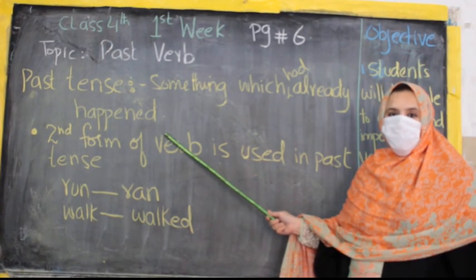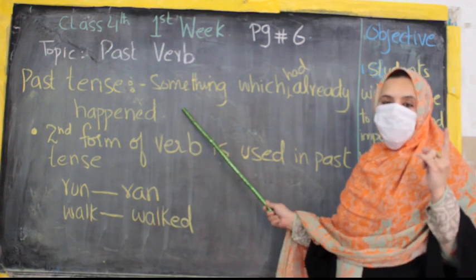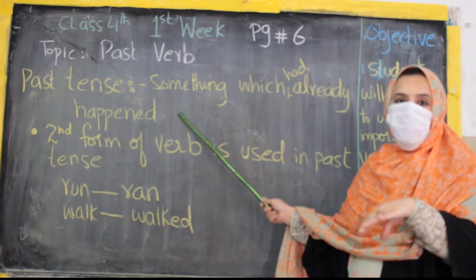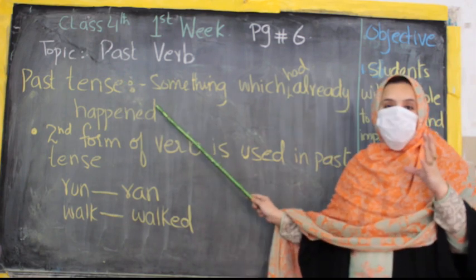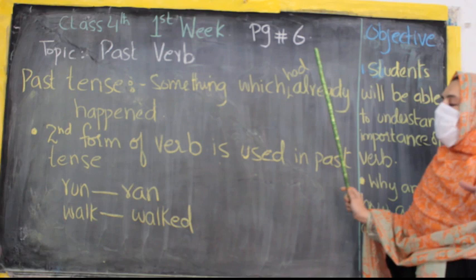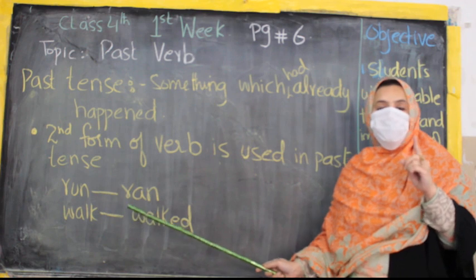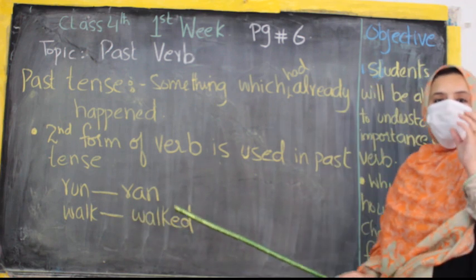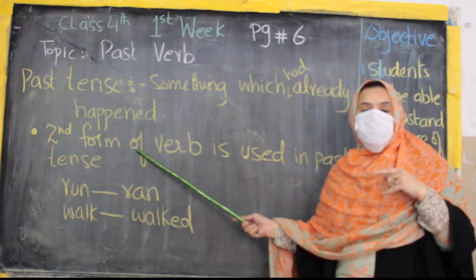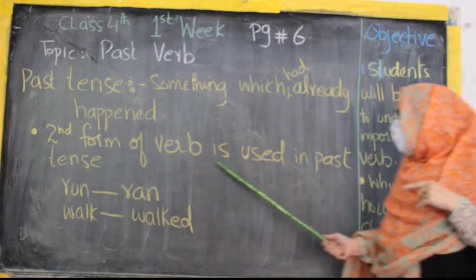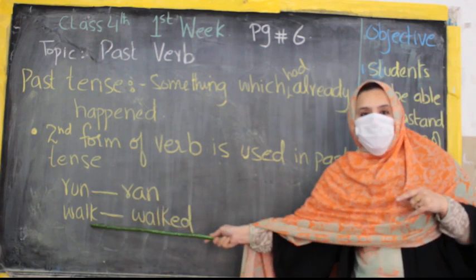Now we have discussed present tense and now we'll discuss past tense. The difference between the two is that in present we discuss something which is happening right now and we use first form of verb in it. Now what is actually past tense? Past tense is something which had already happened, an action that had already taken place. Remember always, whenever we convert things from present into past, the verb changes its form. Second form of verb is used in past tense. Run will change into ran, walk will change into walked.